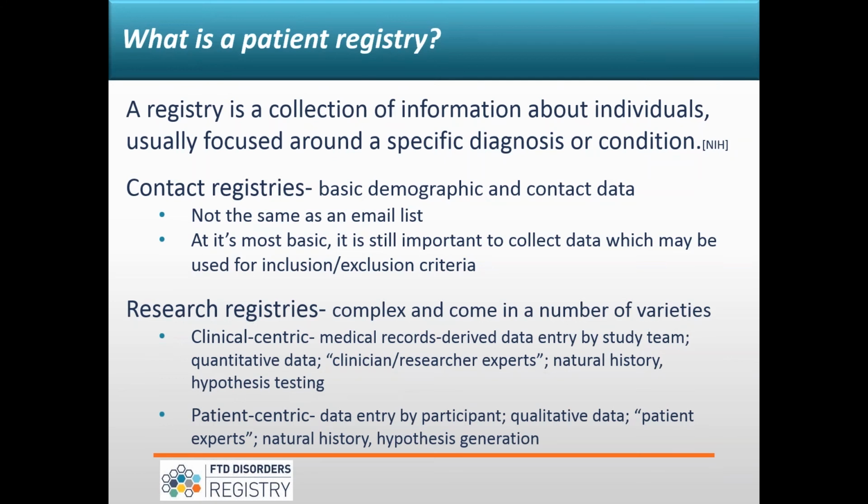This type of a registry is often used for natural history data collection. And natural history is literally monitoring a disease over a period of time and capturing the changes in symptoms so that we know what the natural progression of a disease is. And that's important because if we're going to propose to do clinical studies or to intervene in the disease, we need to know what the natural course of the disease is so that we have a yardstick to measure against.